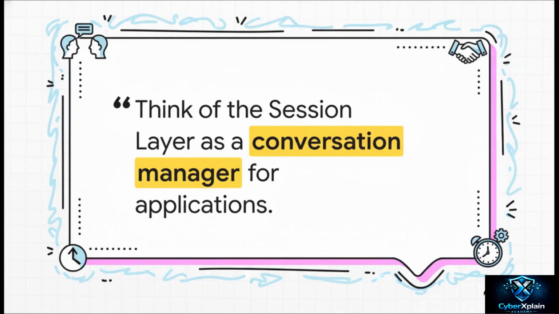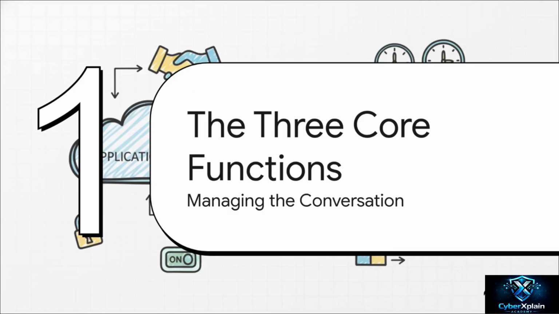And honestly, that conversation manager analogy is just perfect, isn't it? Because it doesn't just connect two things and walk away. No, it manages the entire interaction. It's handling all the little details in the background to make sure the dialogue is stable and orderly from start to finish. So we can actually break down the session layer's job into three main parts. You can think of it like a formal meeting. It has a clear beginning, a middle where all the work gets done, and a nice clean end.